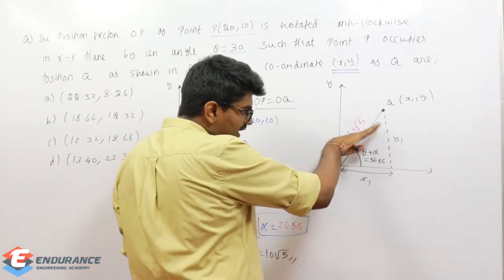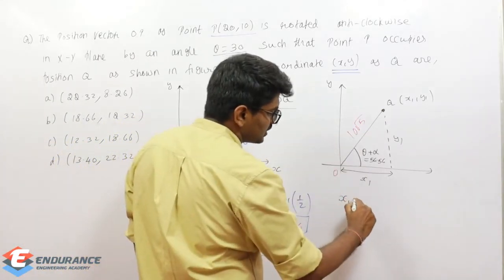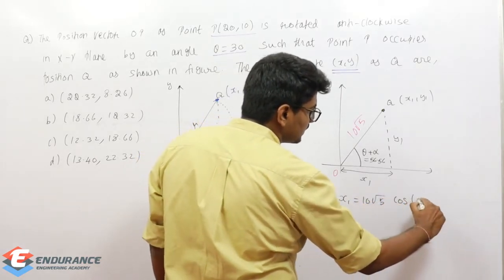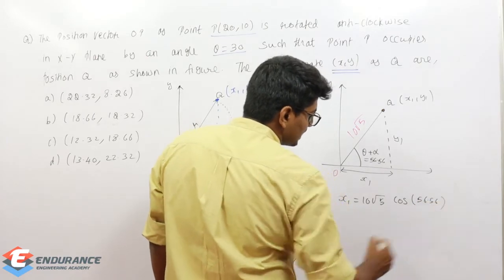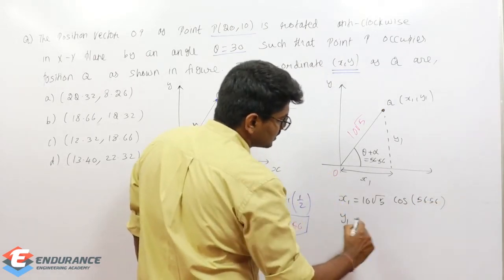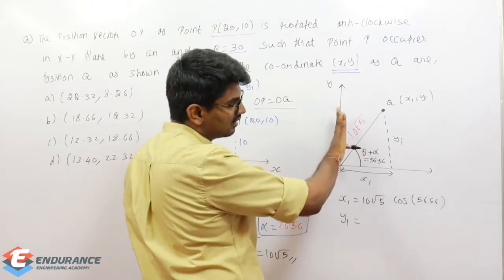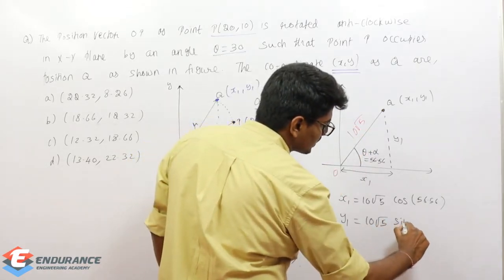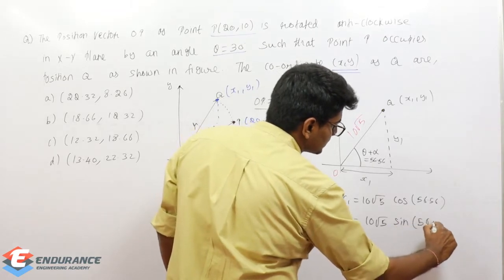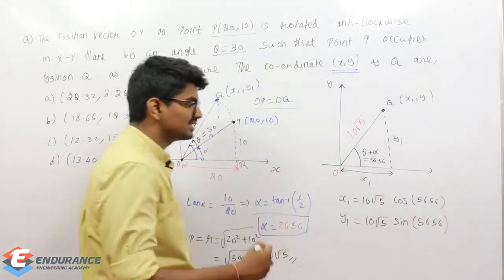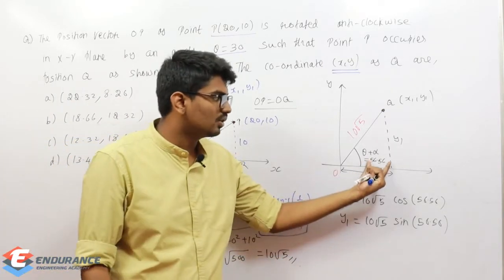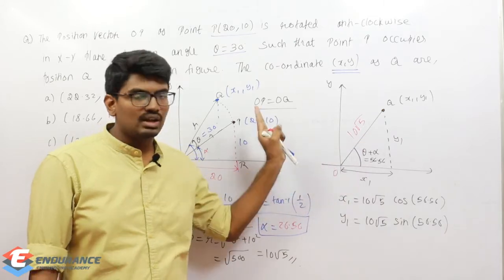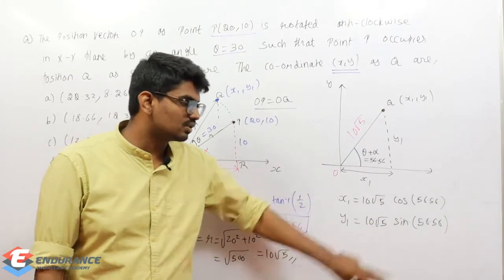So x1 is equal to 10 root 5 cos of 56.56 and y1 is equal to sine, because I am resolving vertically. So 10 root 5 sine 56.56. Angle known side: if I resolve on the angle known side, it will be cos. Angle unknown side, vertically, if I resolve, it's going to be sine.